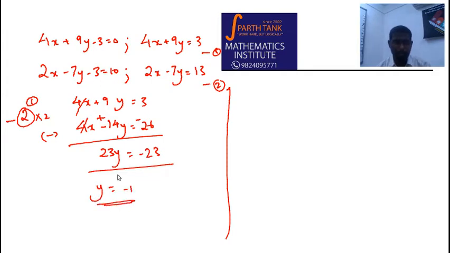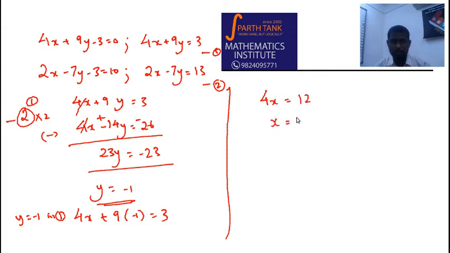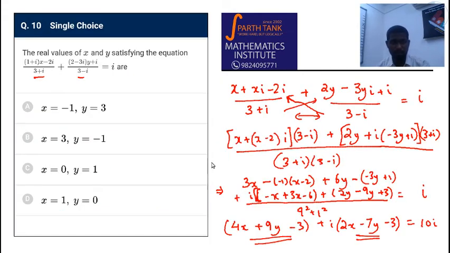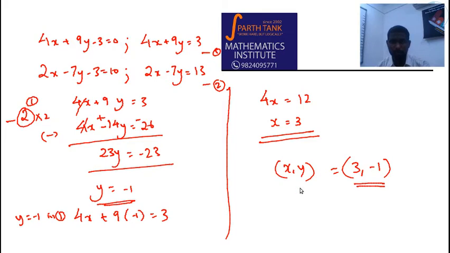Back substituting in equation 1 or 2, let us do in 1. So 4x plus 9 into minus 1 is 3. Put y is minus 1 in 1 is what we are doing. So this gives us 4x is equal to 12 and x is equal to 3. So x comma y would be 3 comma minus 1. Very simple, keep track of the algebra, and the answer is 3 comma minus 1, option B. Very direct problem, do carefully.